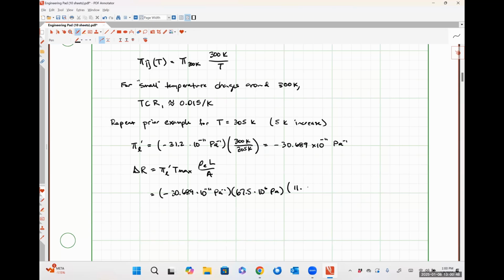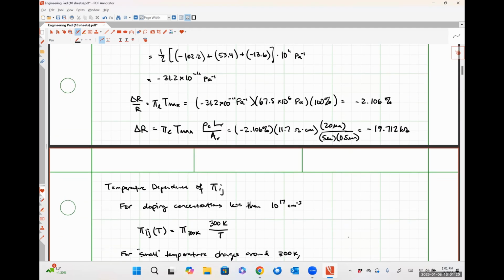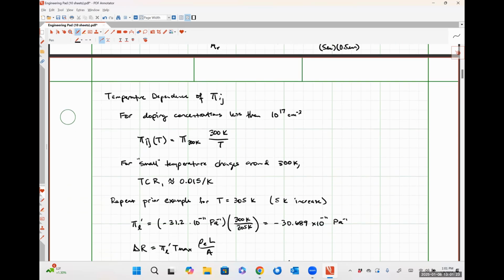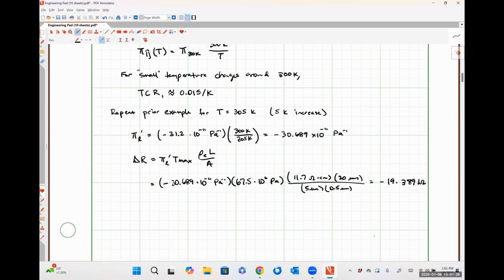And then once again, 11.7 ohm centimeters, 20 microns, 5 microns, and 0.5 microns. So negative 19.389 kiloohm. So the change in resistance due to the change in piezo-resistive coefficient is relatively small here, right? We originally had negative 19.712 kiloohms of change in resistance. Now we see negative 19.389 kiloohms change in resistance. So it wasn't a huge deal.